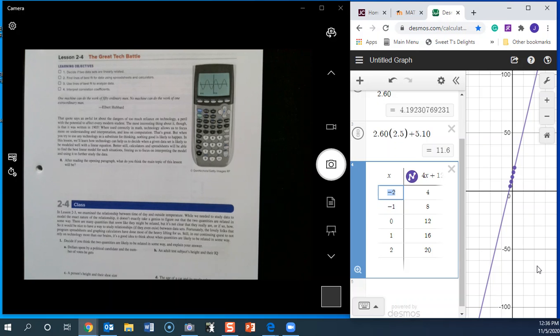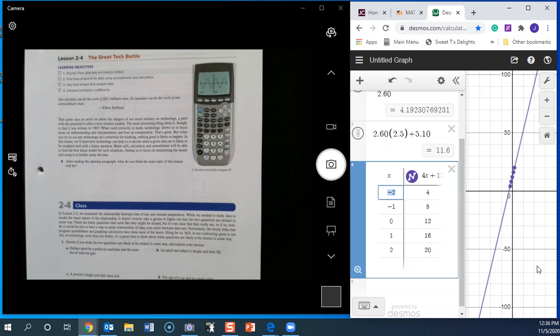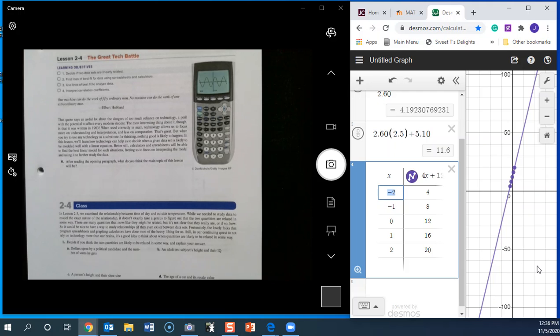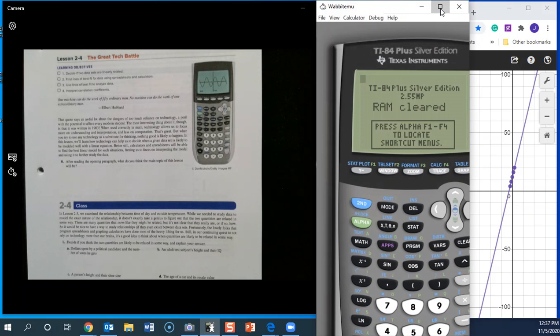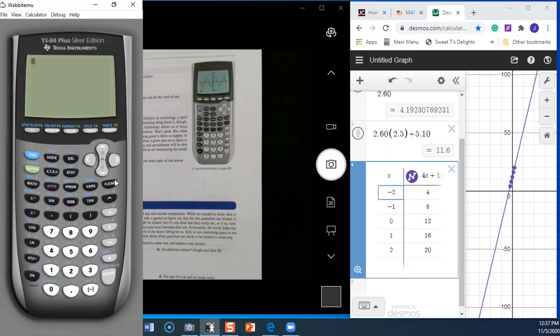Now, one thing I didn't do, because technically in this class we're using the Desmos calculator, but there may be some of you that still use the TI calculator. So I'm going to show you how to do that problem we did here, which was y equals 4x plus 12, on the TI-84 calculator as well. So let me pull the calculator up.